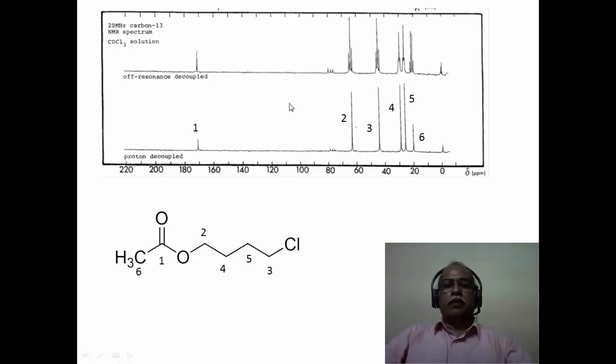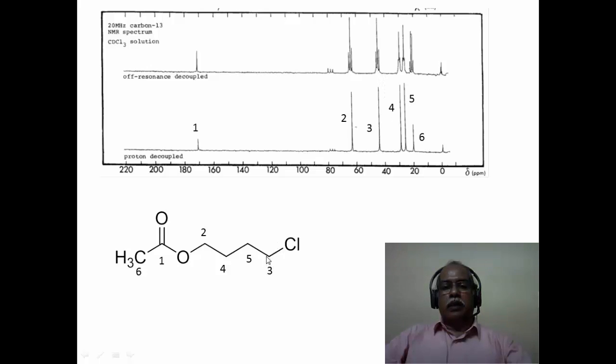This is a carbon 13 spectrum. The off resonance spectrum is given on the top trace, and the broadband decoupled spectrum is given in the bottom trace. And the carbonyl peak is very clearly seen around 172 or 173, which is labeled as 1. Then the next carbon would be the carbon that is directly attached to the oxygen, which is coming around 63 or 64 ppm, which is a triplet, so it has to be a CH2 kind of a carbon, which is very clearly seen. Then comes this one that is attached to the chlorine directly, that comes around 45 ppm or so, which is also a triplet.